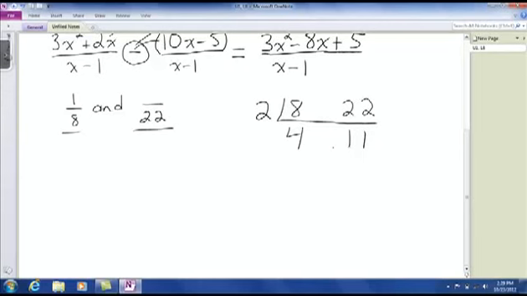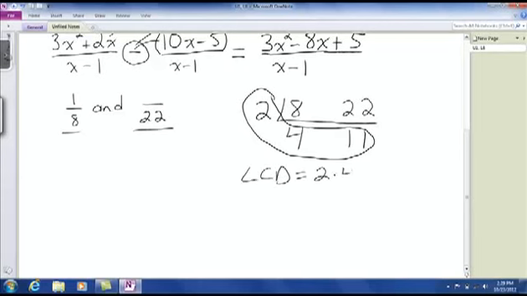So, what I do is I multiply all of these numbers that are along the outside here to get my common denominator. So my least common denominator is going to be equal to 2 times 4 times 11, or 88. Sorry, that equals sign turned out a little wonky. 2 times 4 times 11 is 88. So what we're saying is 88 is the smallest number that both 8 and 22 go into.